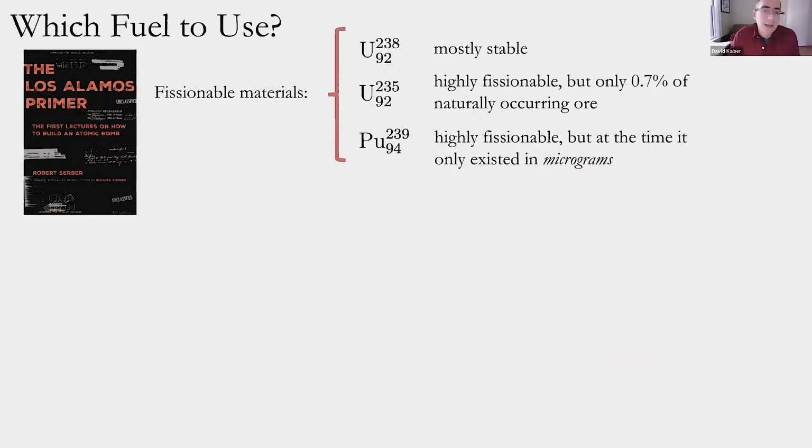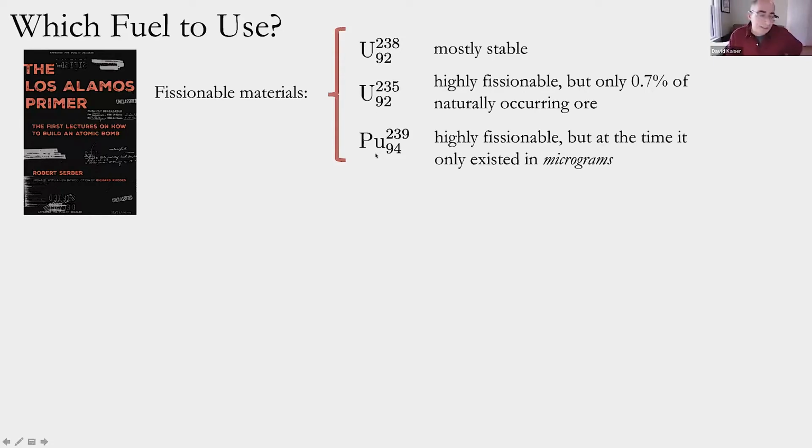Now, which material to use? By this point, there were several known fissionable materials. U-238 is actually mostly stable, as had been clarified by this point. U-235 is the isotope of uranium that is most readily fissionable. However, it only exists in trace amounts in nature. So if you dig up uranium ore out of the ground, whether in the African mines or in mines out in Western United States or elsewhere, most of the uranium that you'll dig up, the overwhelming majority, will be this very stable isotope U-238. Less than 1% of naturally occurring uranium is of this fissionable kind.